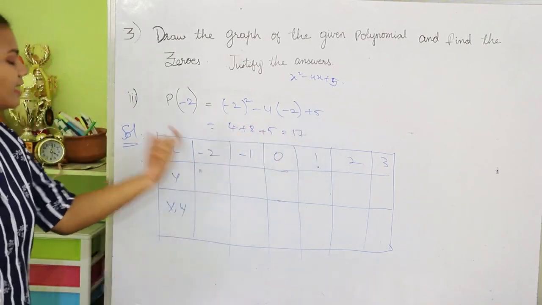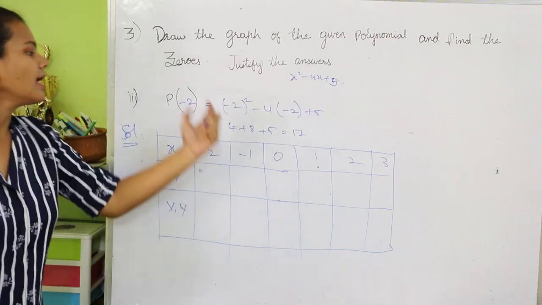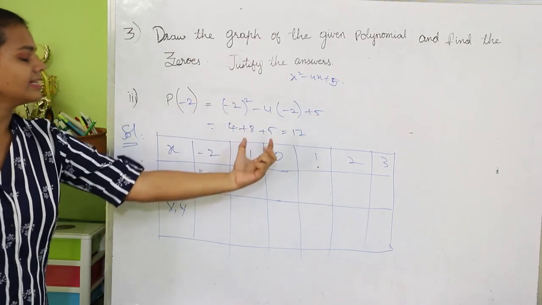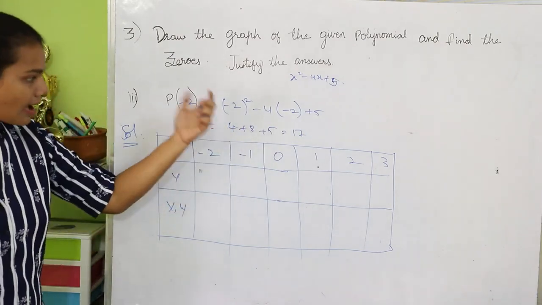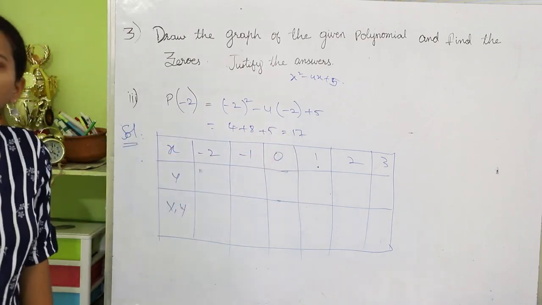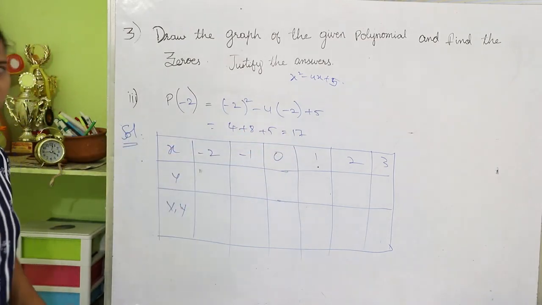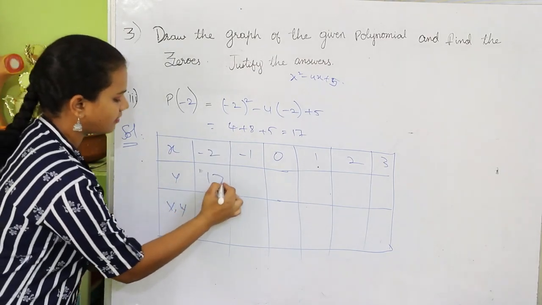Here what I have done, I have substituted -2 in all the x places, and now the result that I got after calculating this whole equation is 17, where 17 will be the y value, the y axis value. So here you place 17 in the y axis.